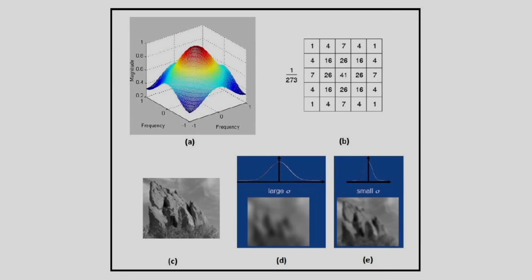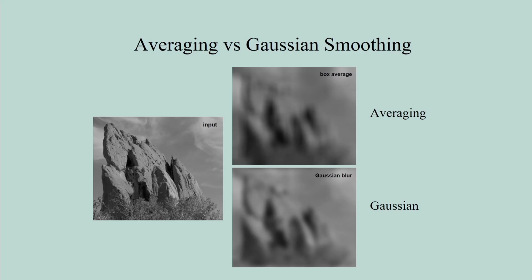Again I am showing another example. I am considering the Gaussian mask corresponding to this Gaussian function. My input image is this, and I am considering two cases. One is the large sigma, another one is the small sigma. So for large sigma the blurring is more as compared to small sigma, and you can see the difference between the Gaussian smoothing and the averaging smoothing. One is the averaging I am considering, another one is the Gaussian smoothing. That is called the Gaussian blur.